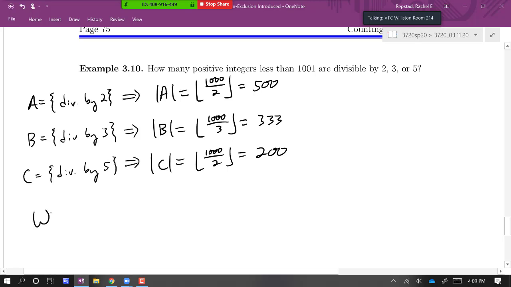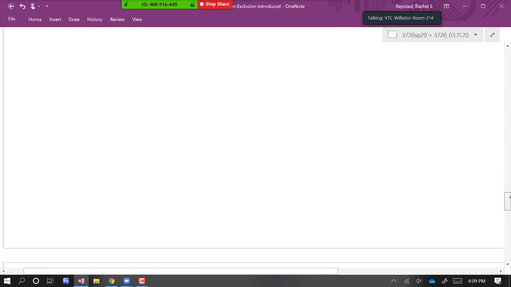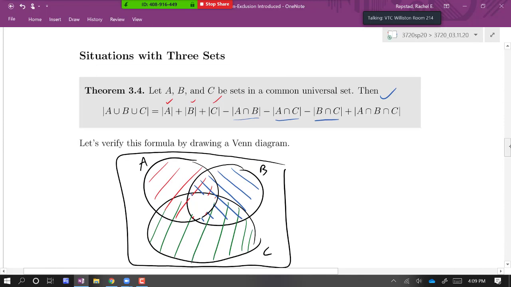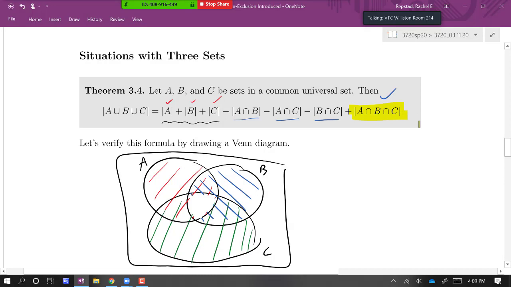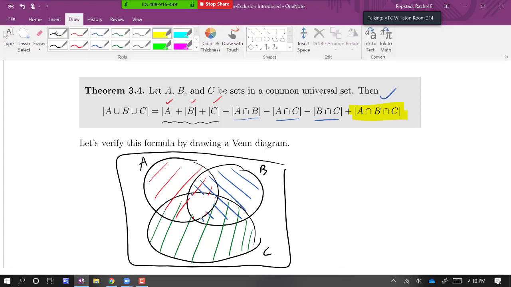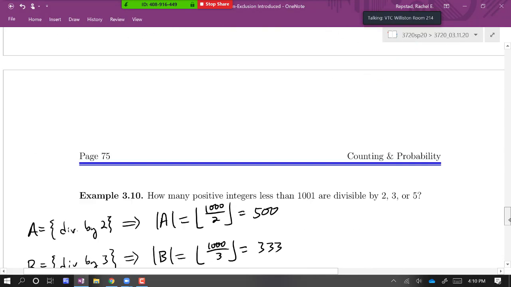We want the size of A union B union C. We actually spelled out that result a couple pages ago, in the last class. So we're just going to start out by adding them all together, subtract off the intersections, and then remember we have to add in the intersection of all 3 at the end, because we had basically counted that intersection 3 times, but then we also subtracted it 3 times when we subtracted out the individual intersections. So we add it back in to make sure that we count it.